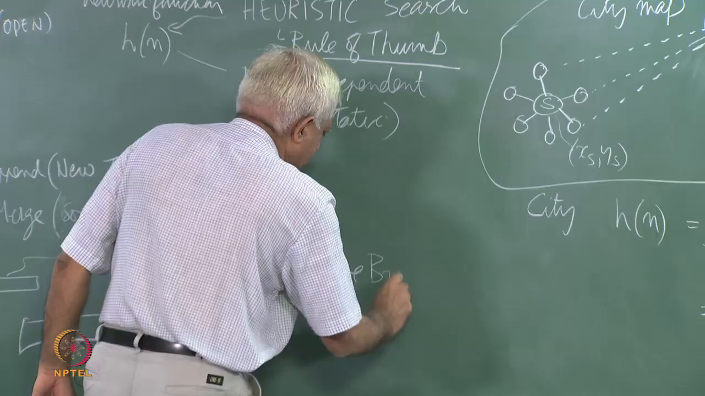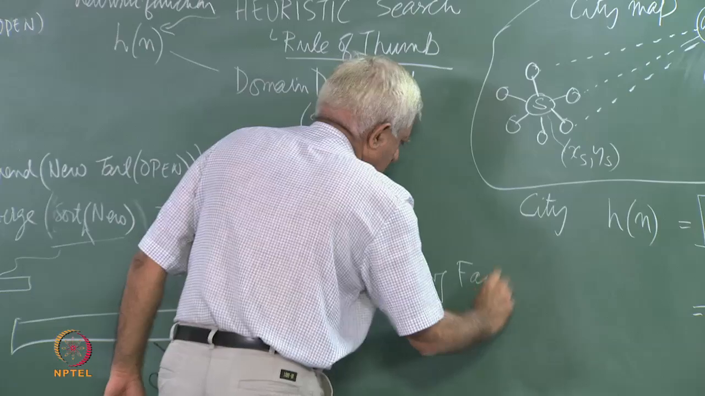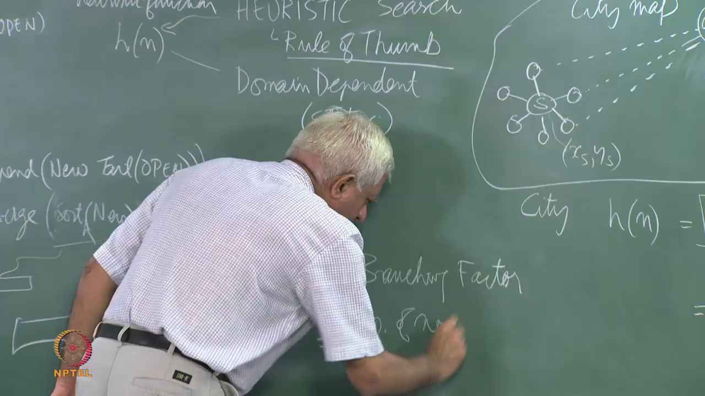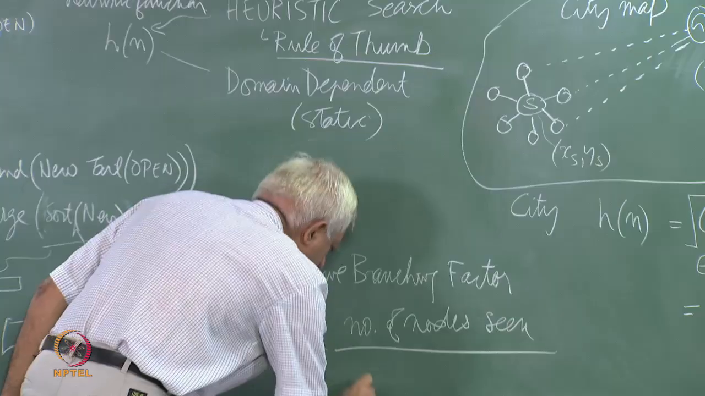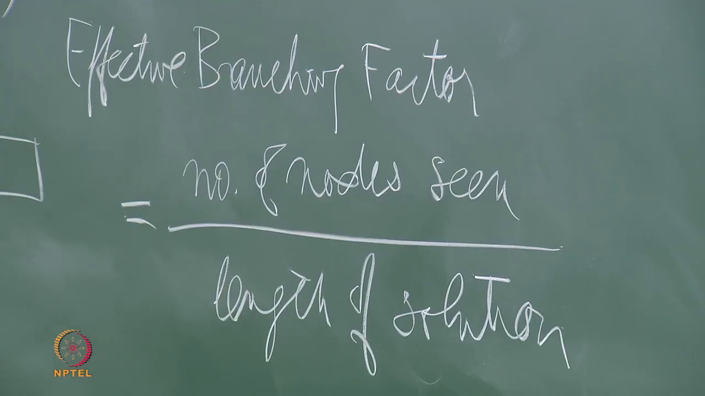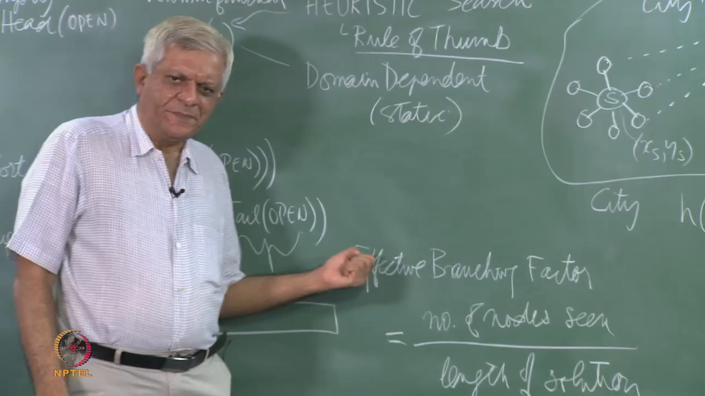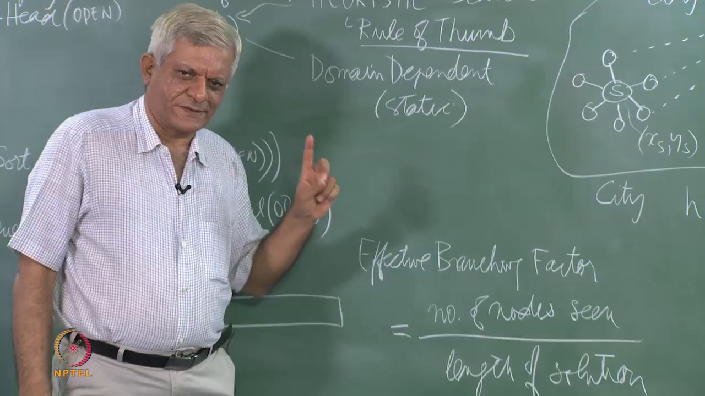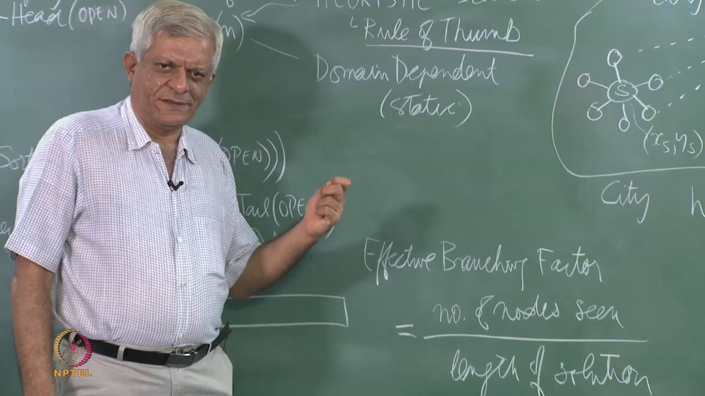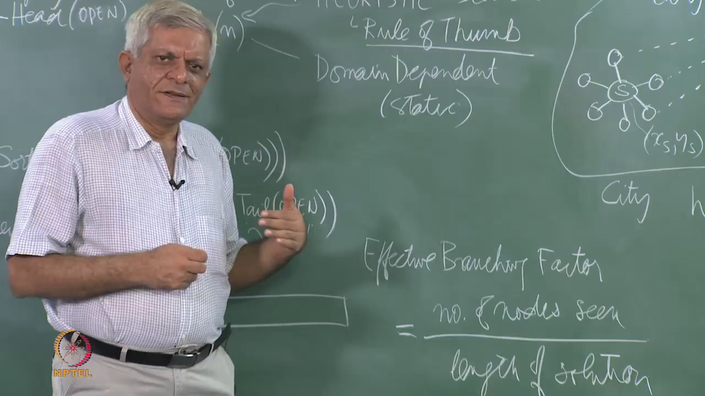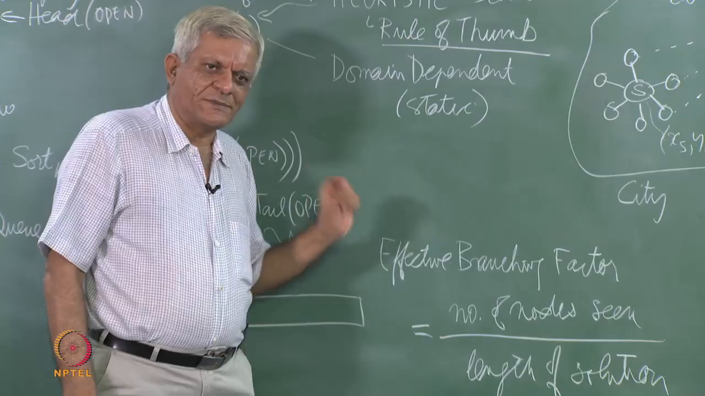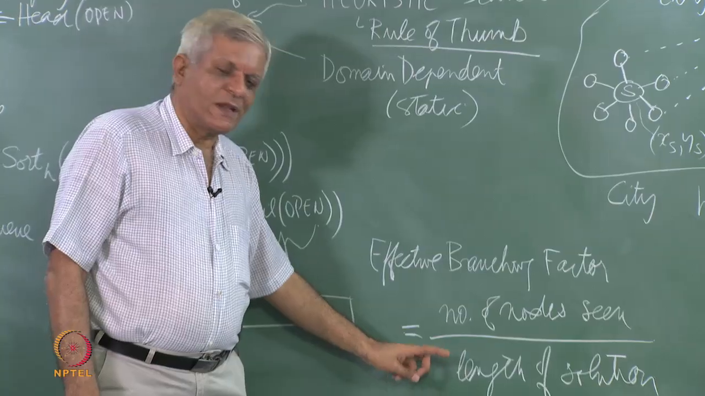which we will call the effective branching factor, equal to the number of nodes seen divided by the length of the solution. So, there is a parameter called effective branching factor. It is a property of the heuristic function, and the way it is computed is that you run an experiment. What does it mean? You give some start state, some goal state, and let the heuristic function guide search according to this algorithm that we have just written, and then count how many nodes did the algorithm see and divide it by the total length of the solution.